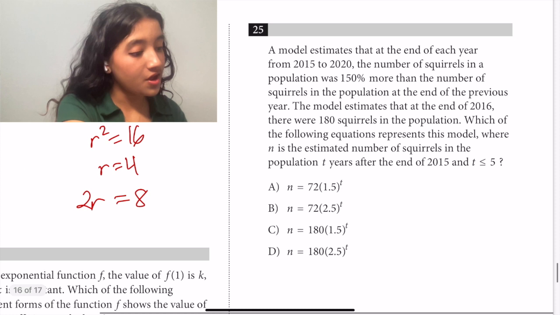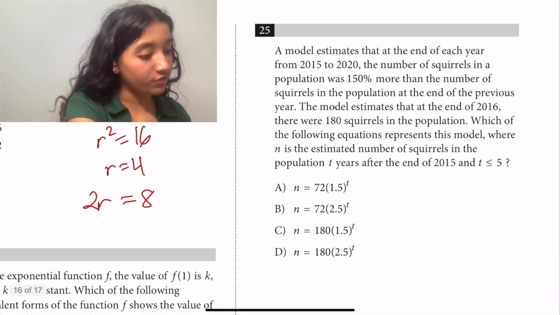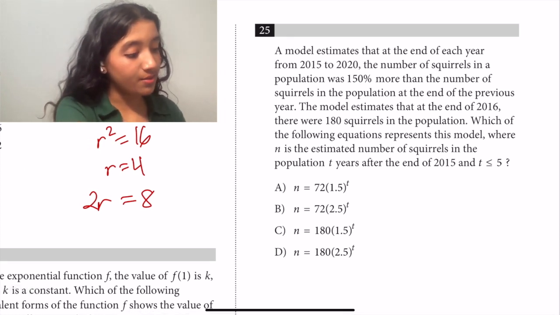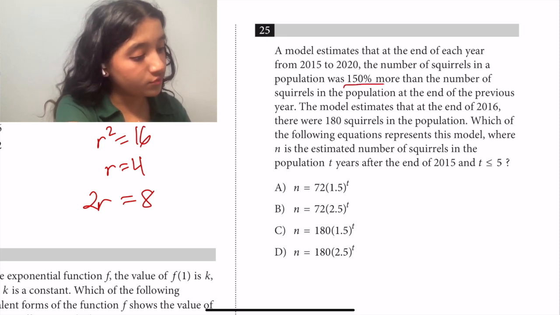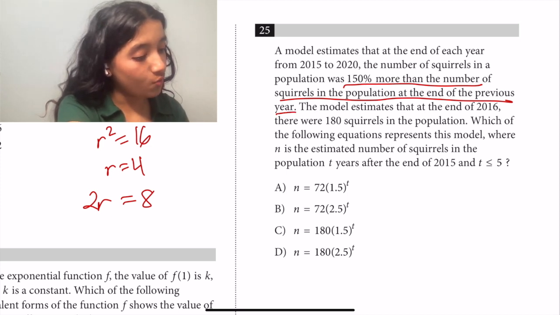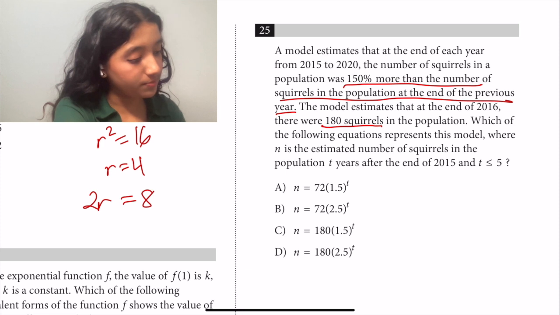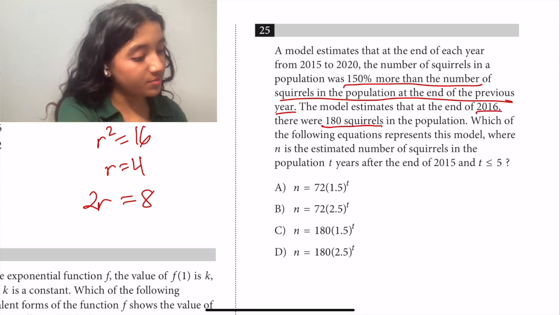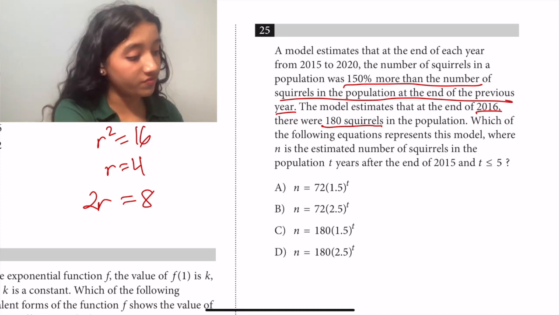Number 25: a model estimates that at the end of each year from 2015 to 2020, the number of squirrels in a population was 150% more than the number of squirrels in the population at the end of the previous year. The model estimates that at the end of 2016, there were 180 squirrels in the population. Which of the following equations represents this model, where n is the estimated number of squirrels in the population t years after the end of 2015?